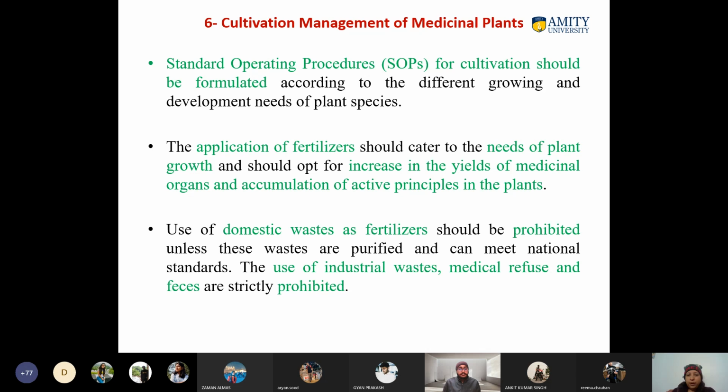Either you purify it, or else they are generally not recommended. Similarly, besides domestic waste, industrial waste, medical refuse and feces are also strictly prohibited because they may contain pathogens. That is why they are generally not recommended for use as fertilizers unless they are treated well according to the national standards. I hope it's clear to all of you.